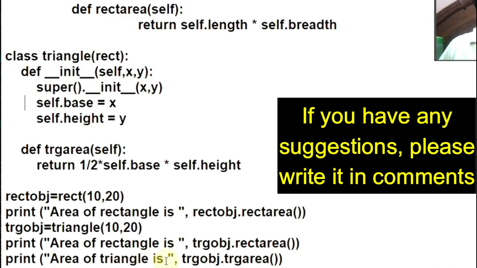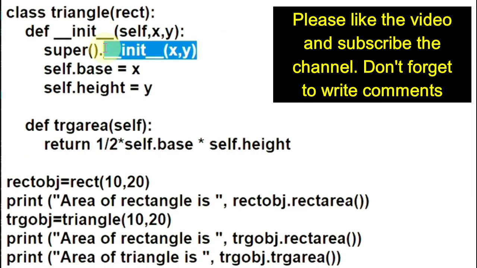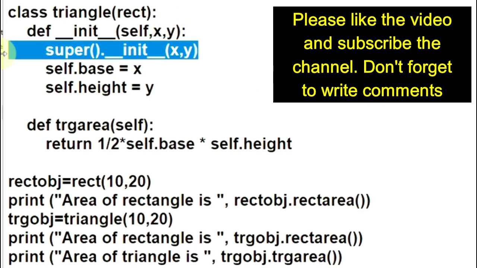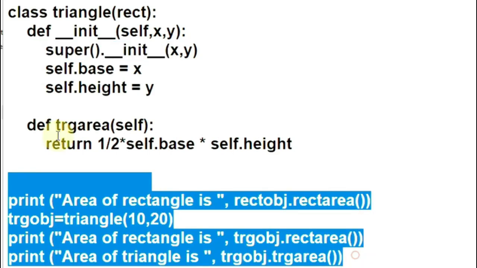Again, area of triangle is, this is the text displayed. The trg area function is invoked through the trg obj object. Half into 10 into 20. The result of the expression will be returned and displayed here. So this is the technique to invoke the constructor of the base class. The main focus of this program was to understand how to invoke the constructor of the base class, that is the superclass. Now let us run this program.